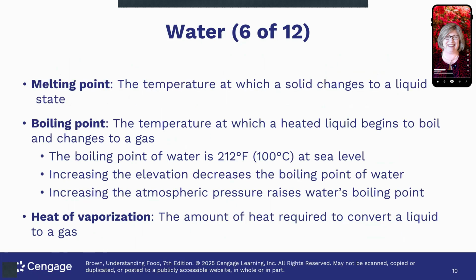The melting point is the temperature at which a solid changes to a liquid. The boiling point is the temperature at which a heated liquid begins to boil and changes to a gas. The critical point here is the boiling point of water at sea level is 212 degrees Fahrenheit, but as you increase in elevation, you decrease the boiling point of water. There's less atmospheric pressure on the water at higher elevations.